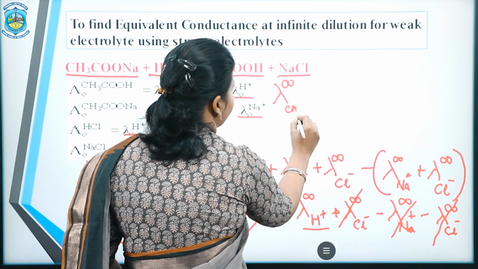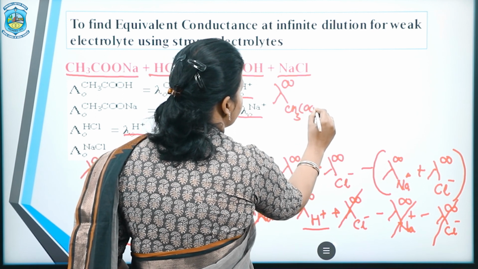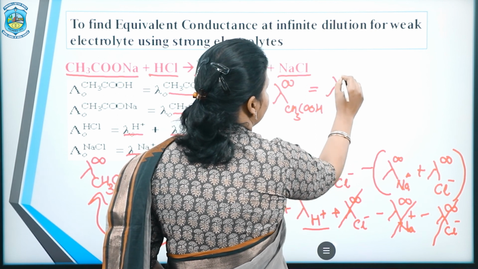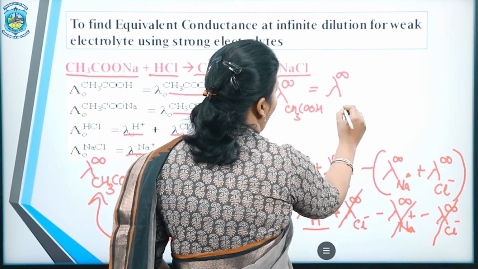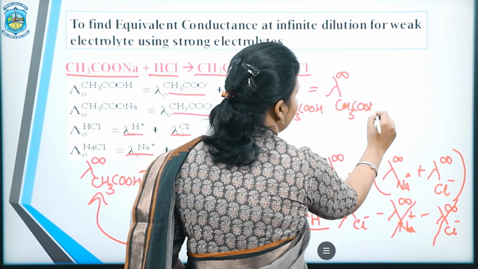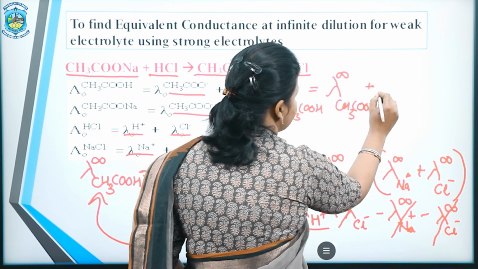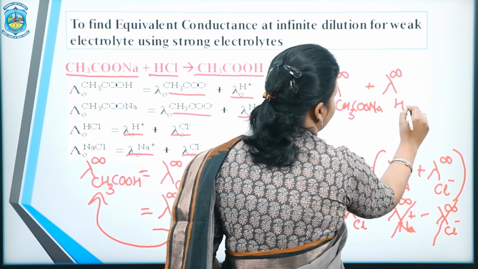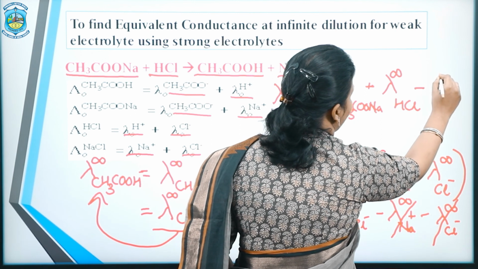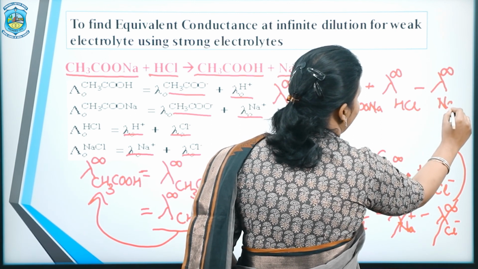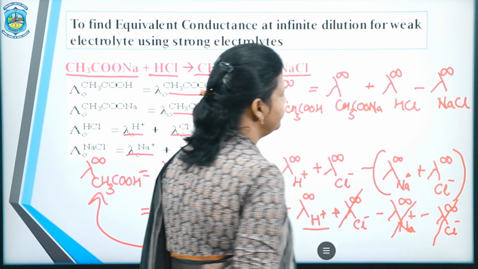for CH3COOH, we have to simply add the equivalent conductance of CH3COONa plus HCl, and from this we will subtract the equivalent conductance of NaCl.